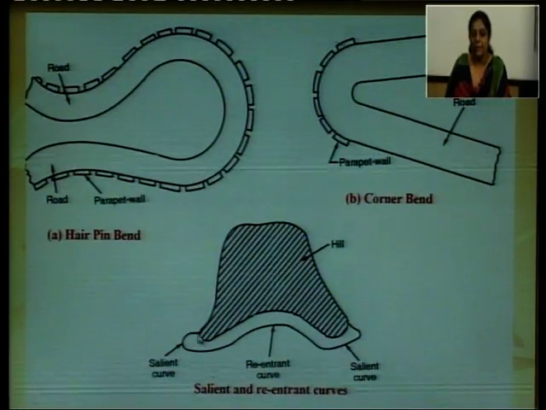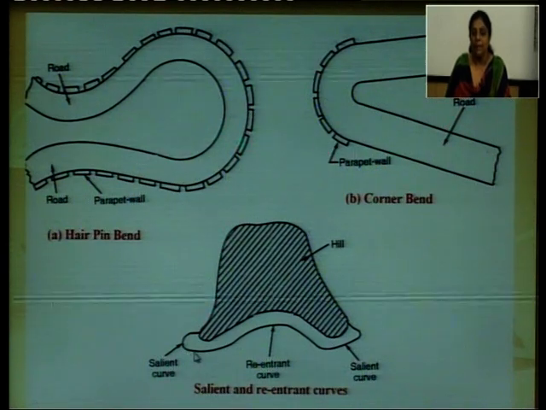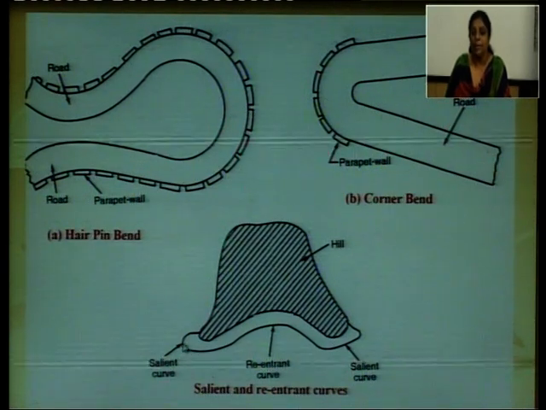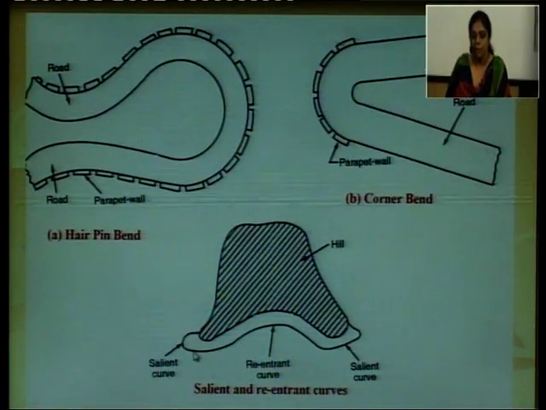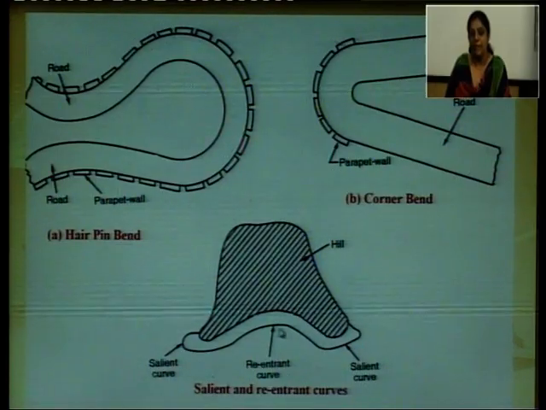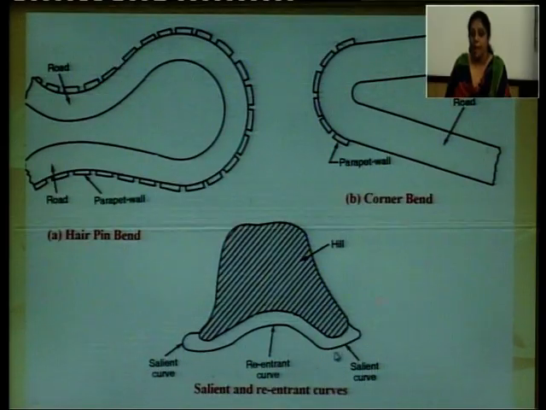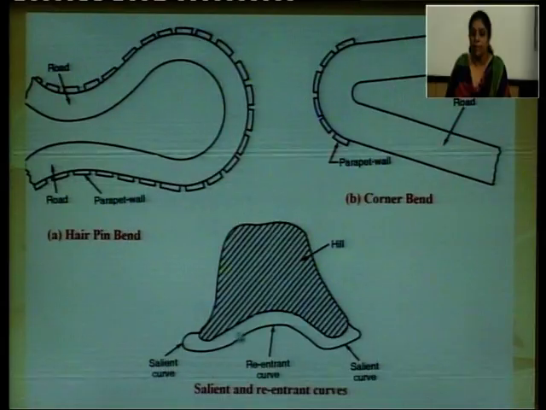So, when the surface is convex towards the valley side, then the curve is a salient curve. And then you go here, and this curve which is concave, this is a concave surface, it has concavity towards the valley side, this is called a re-entrant curve. Then again comes this salient curve. So, salient curve, re-entrant curve and again salient curve.